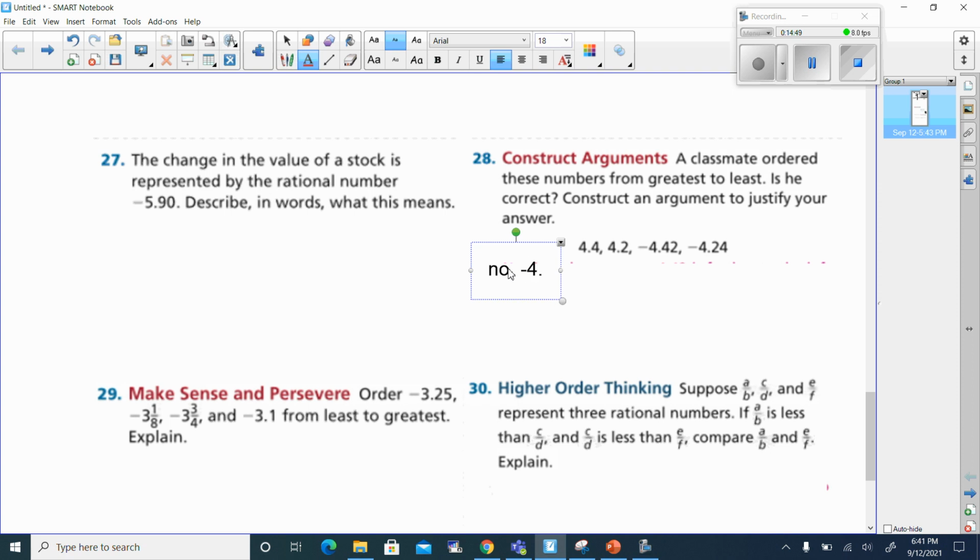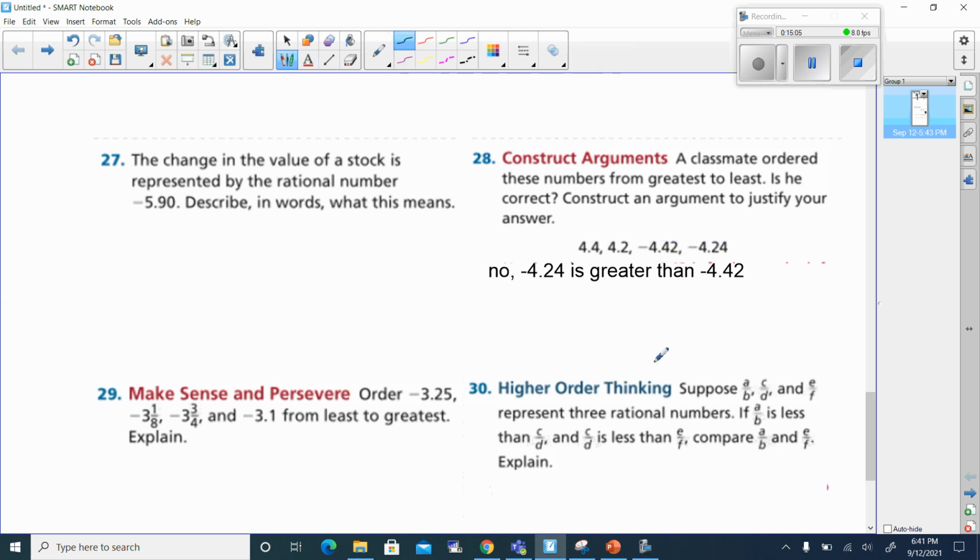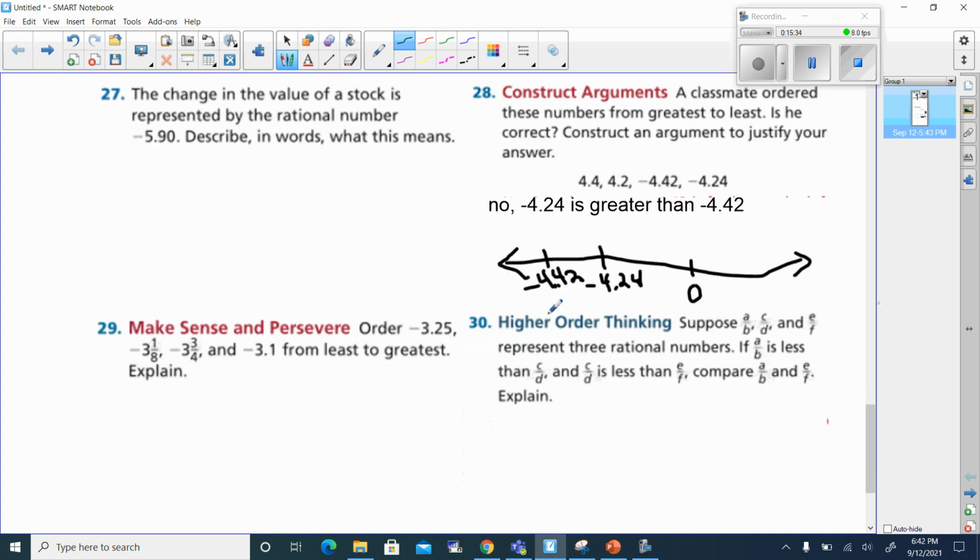Negative 4.24 is greater than negative 4.42, because negative 4.42 is going to be, let's look at this number line here. And if this is 0, remember, negative 4.24 will be here, and negative 4.42 will be here. And the farther a number is to the left of my number line, the smaller it is. All right, I'm going with number 30 now.